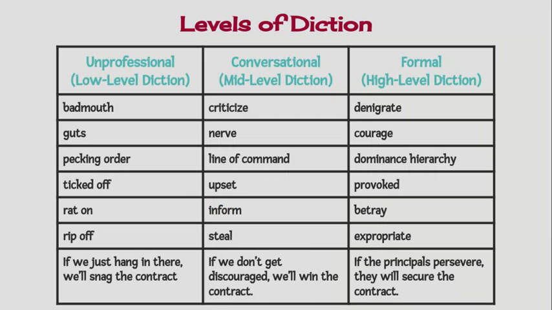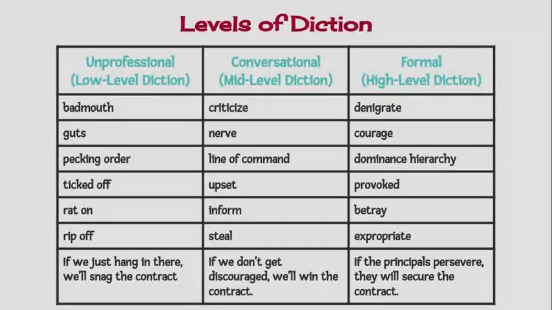And through this, we have levels of diction. We have the unprofessional level of diction. Notice those words like bad mouth, guts, pecking order, ticked off, rat on, rip off. If we just hang in there, we'll snag the contract. To the conversational. And the conversational is really what we want to focus on, that middle column. Instead of bad mouth, criticize. Instead of guts, nerve. Instead of pecking order, change it to line of command. And instead of ticked off, change it to upset. Rat on becomes inform. Rip off becomes steal. And instead of hanging in there, you can say, if we don't get discouraged, we'll win the contract.